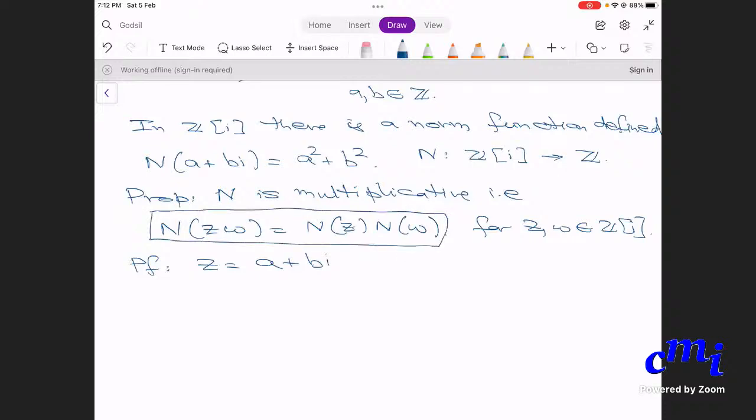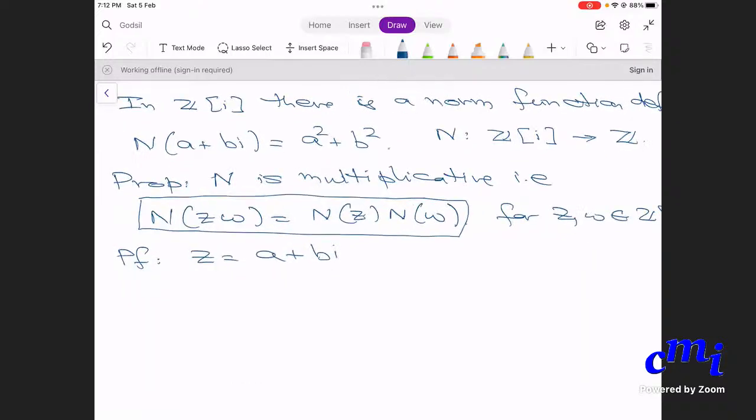So suppose z is a plus bi and w is c plus di. What is the norm of z? I've defined it as a squared plus b squared. And what is the norm of w? Similarly, it is c squared plus d squared. These are elements of Z, right?